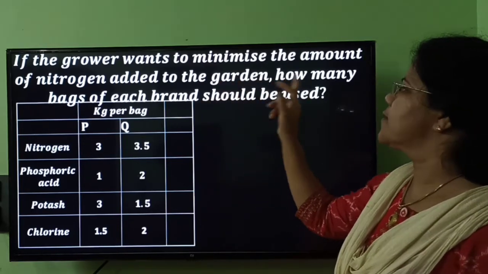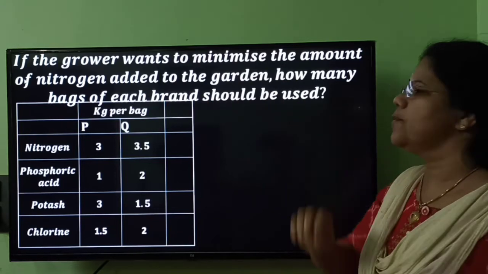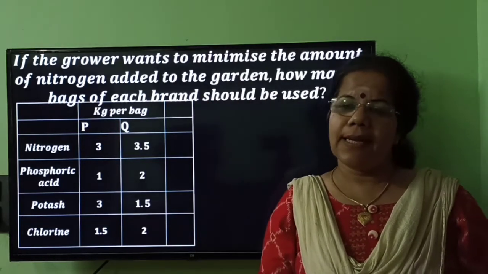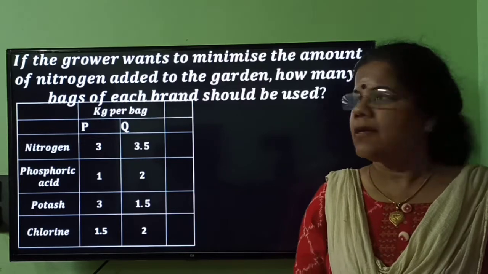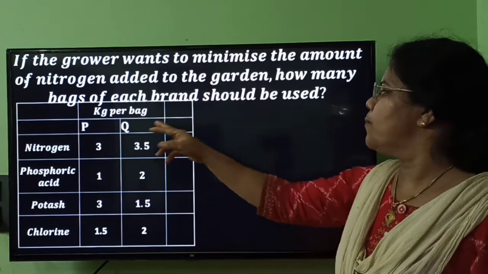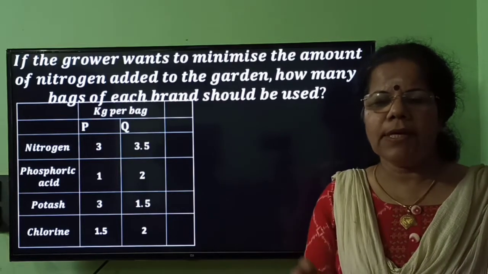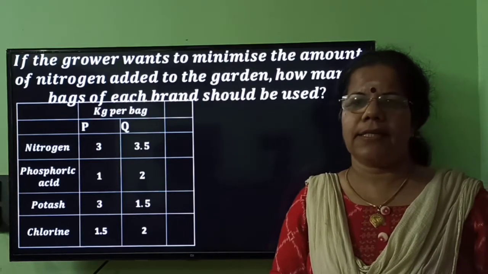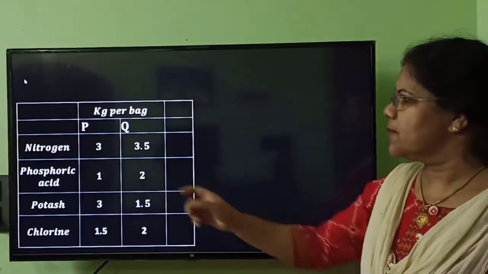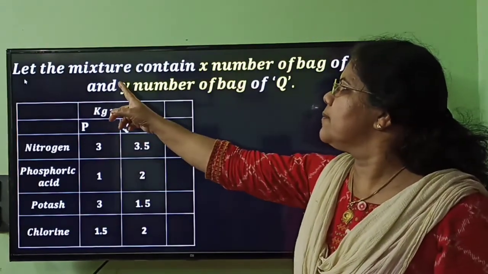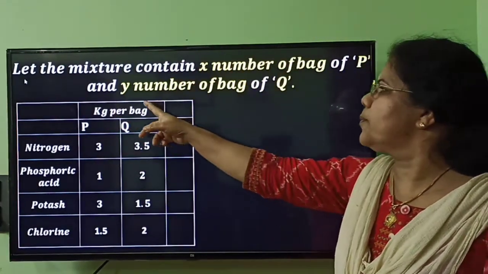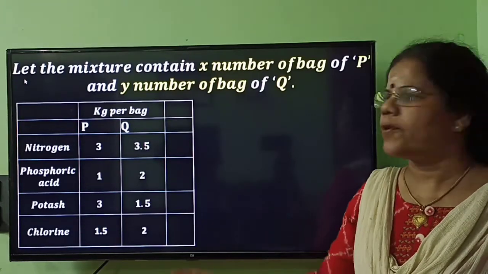How many bags of each brand should be used? As usual, let x and y be the number of bags of brand P and brand Q used for minimizing the amount of nitrogen. Next, the mixture contains x number of bags of P and y number of bags of Q.